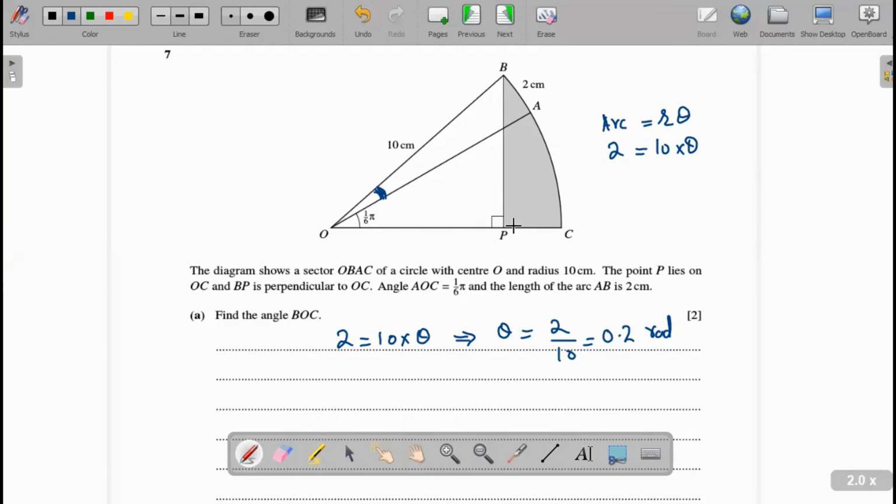Here the angle BOC will be equal to angle BOA plus AOC. Now we write it as 1 over 6 pi plus 0.2 radian. This is the answer of part A.